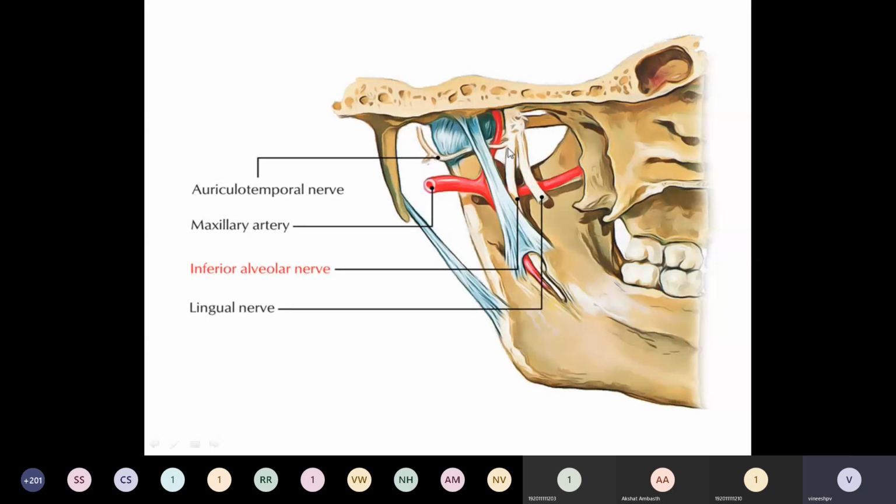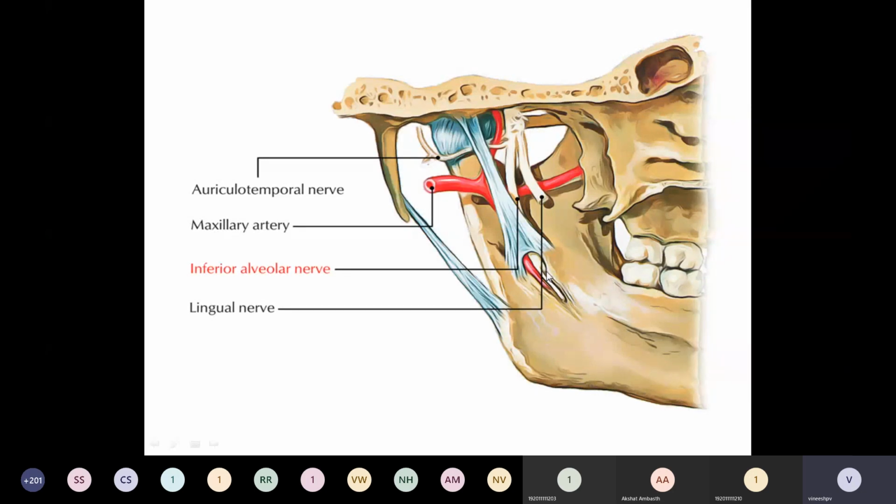It is the largest branch of the posterior division of the trigeminal mandibular nerve. It is situated between the ramus of the mandible and the sphenomandibular ligament. Then it enters into the mandibular foramen. Then it runs within the mandible, and in front it divides into the mental branch and the incisive branch. The mental branch comes out through the mental foramen. The incisive branch supplies all these dentals.